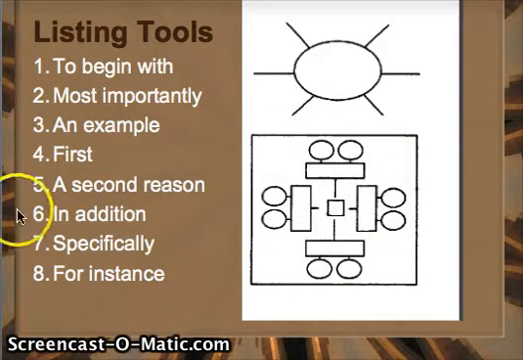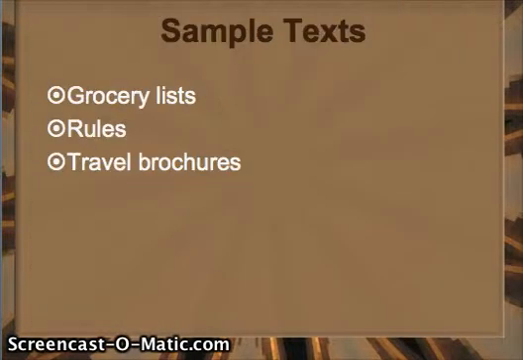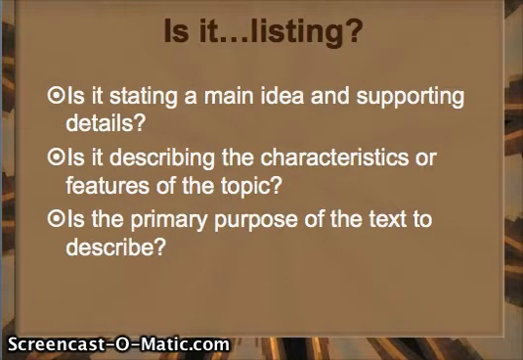These 8 signal words are transitions that help us understand when we're looking at listing. In the real world, the text that you would see listing in would be grocery lists, rules, and even travel brochures. But last, ask yourself, is the purpose stating a main idea and supporting details? Is the purpose to describe the characteristics of a topic? And is the primary purpose to describe? If it is, it's probably listing.